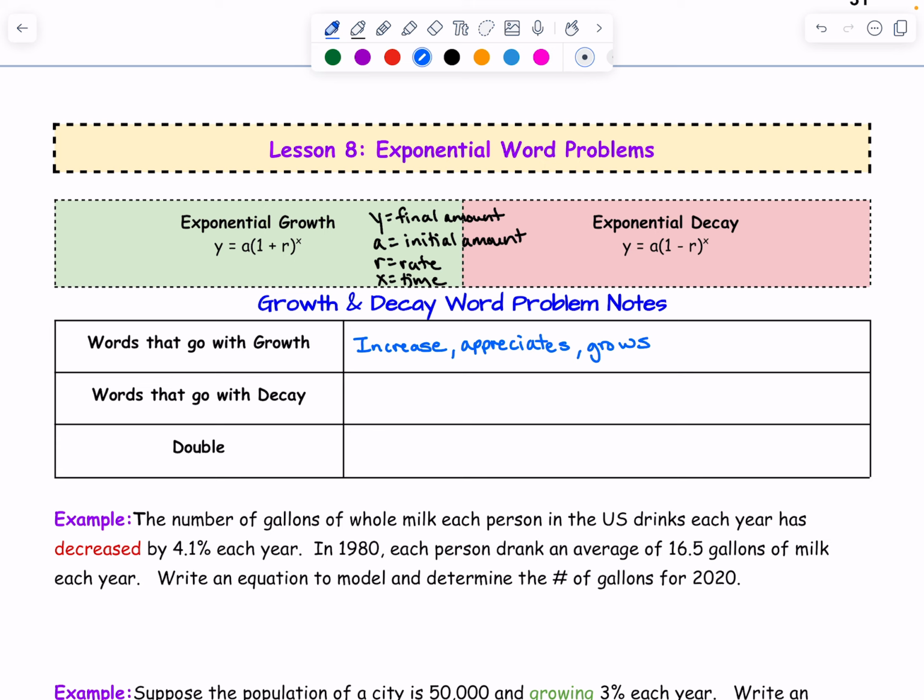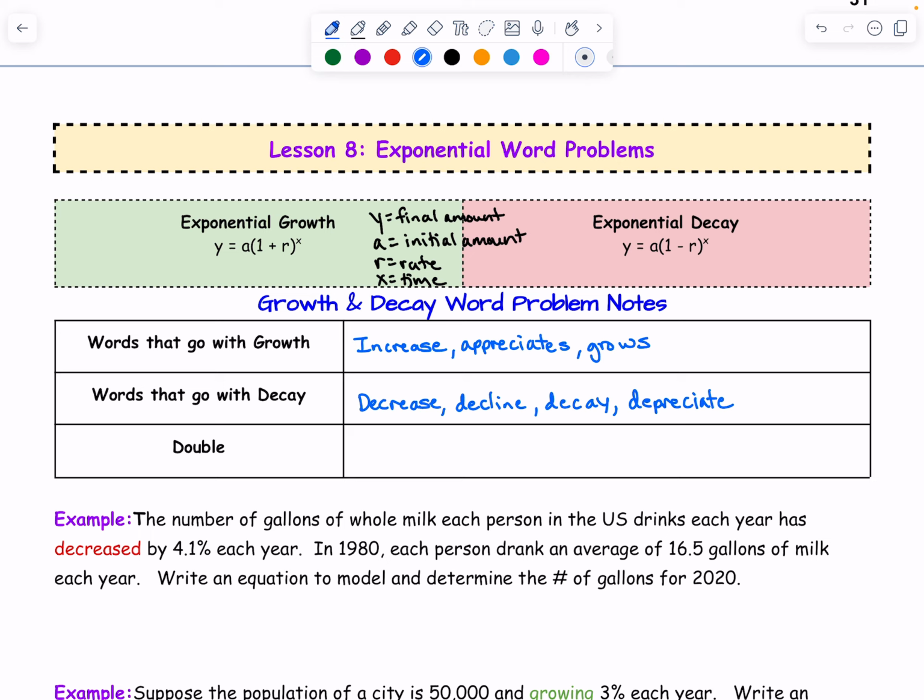Words that go with decay are decrease, decline, decay, and depreciate is definitely one they use for things that depreciate or go down in value. And then we can add words to this list when we come across good ones that we find when we're working on some examples.